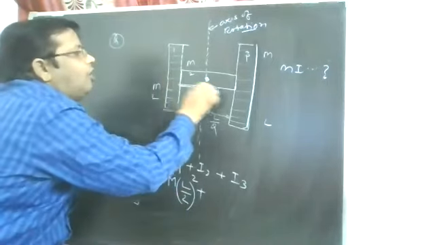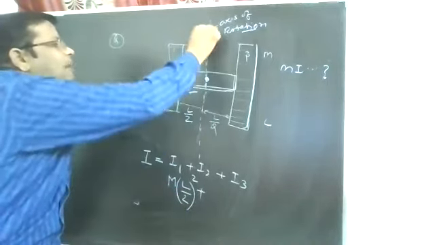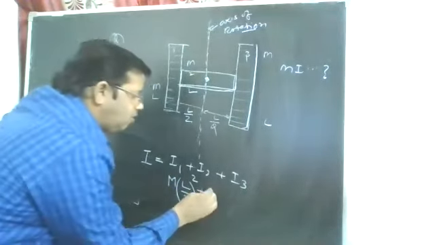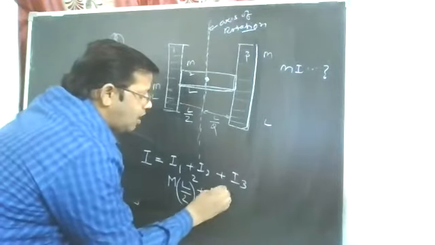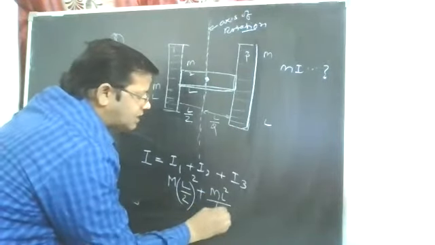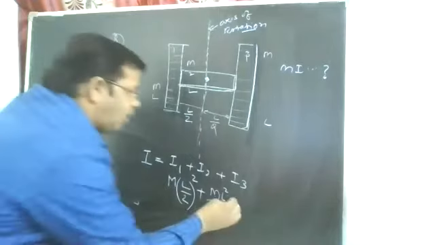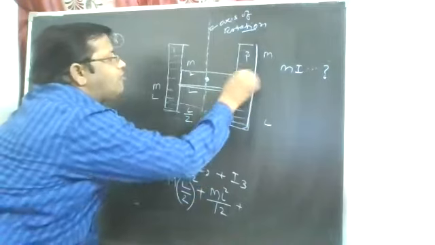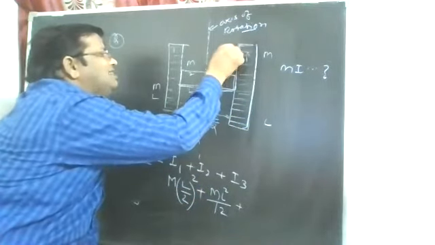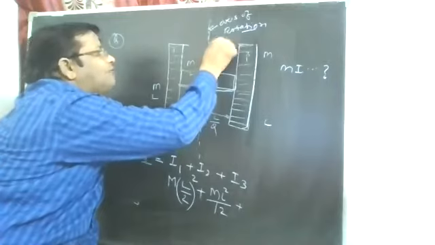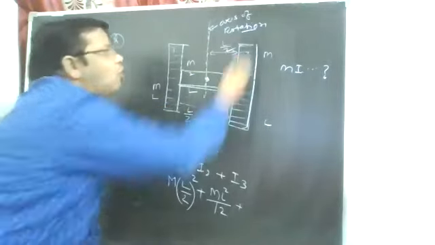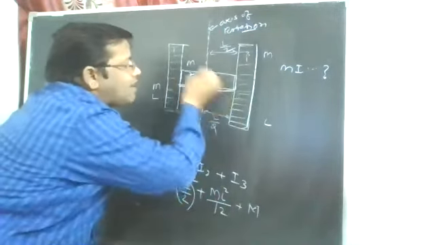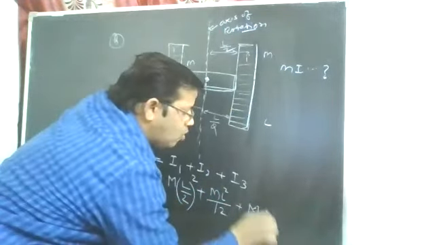Due to the second rod, see here, the axis is passing through the perpendicular bisector, and see the previous derivation. What is the moment of inertia of this rod about the axis passing through the perpendicular bisector? ML square upon 12. Now similarly for the third rod, if you cut each and every portion, all this portion lies at a distance of L by 2 from the axis of rotation. So the whole mass is M and the whole mass is located at a perpendicular distance of L by 2, squared.